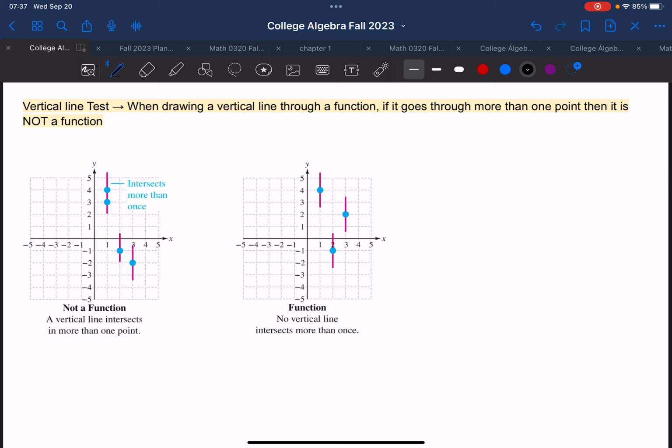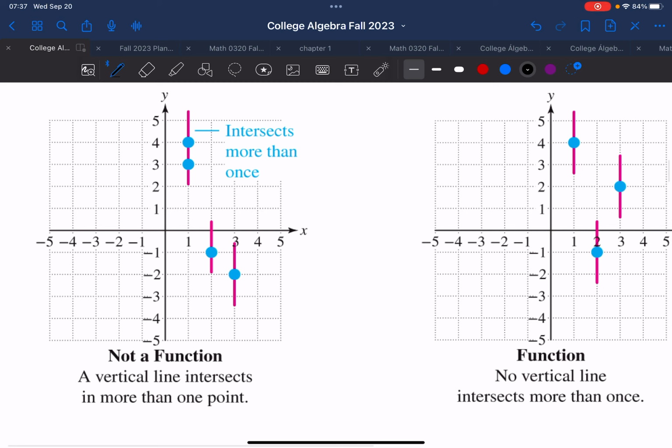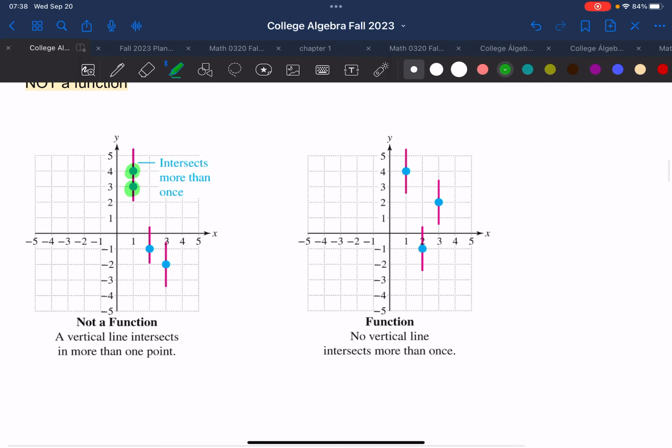And in the next examples, I'm going to talk about the vertical line test. That's pretty self-explanatory. You just draw a vertical line, and it cannot pass through 2 points. So, for example, not a function, because it passed through 2 points. Okay? Function, because it only passed through 1 point. So, not a function, more than 1 point. Function, only 1 point.